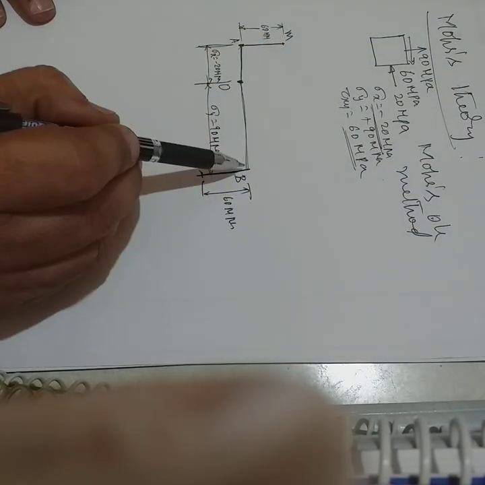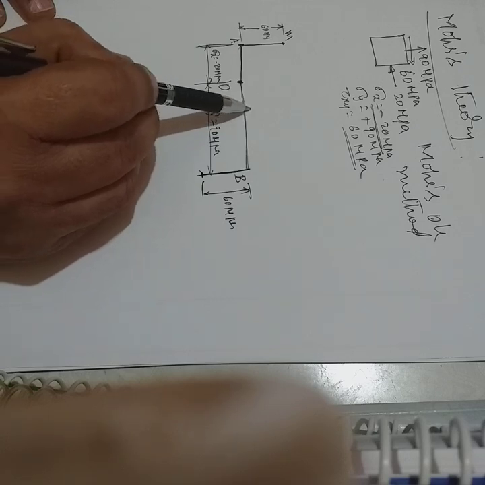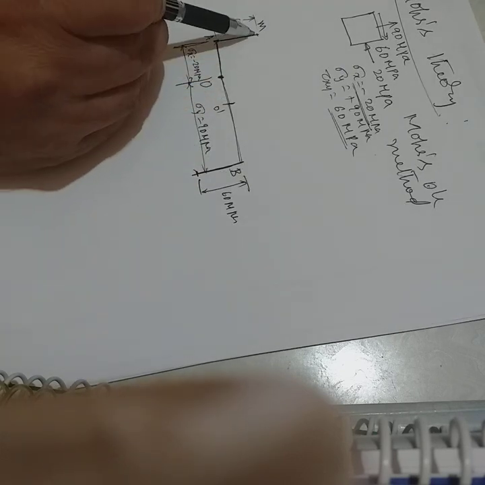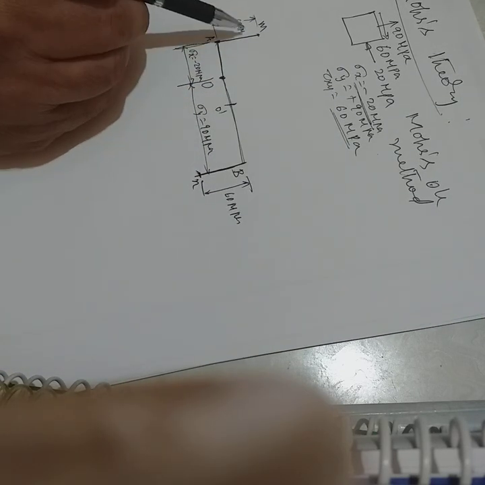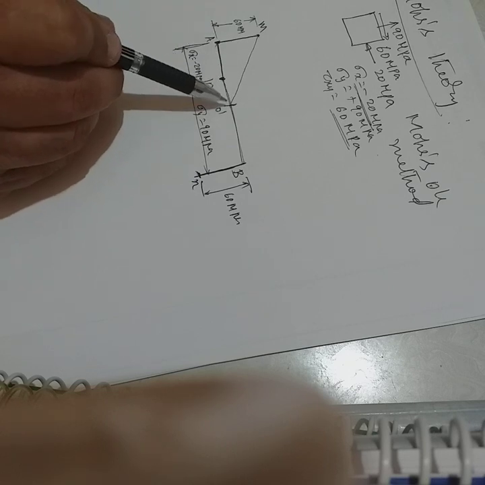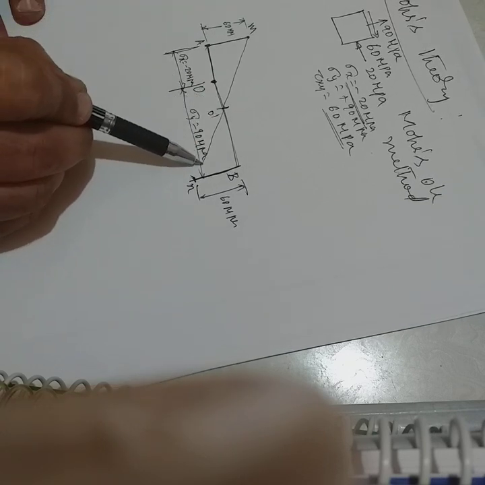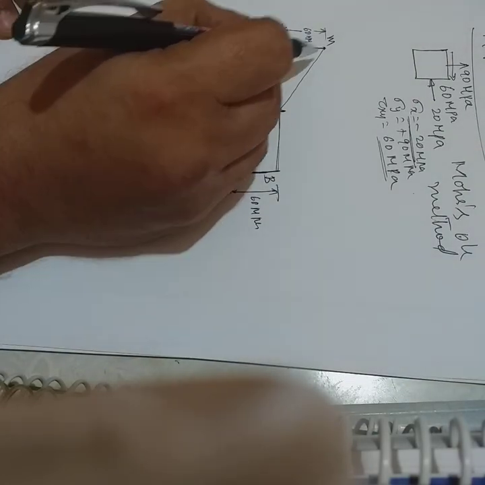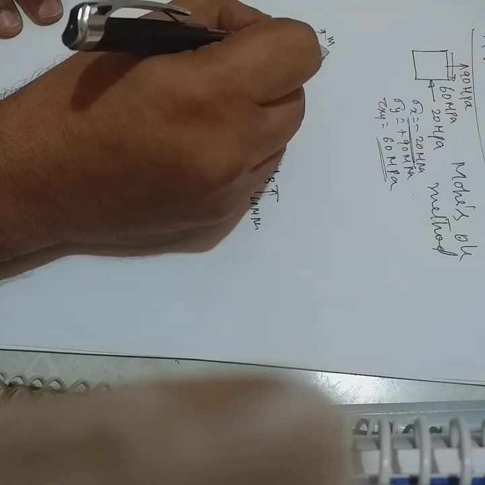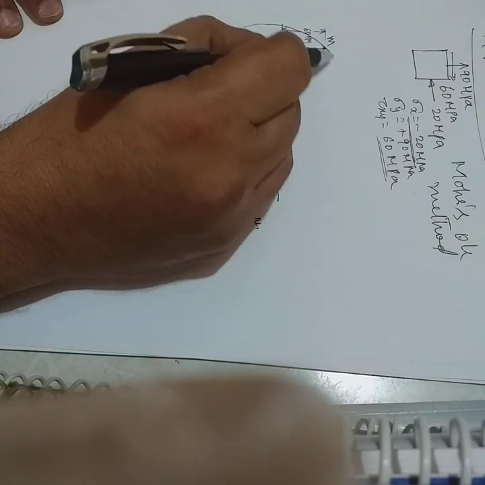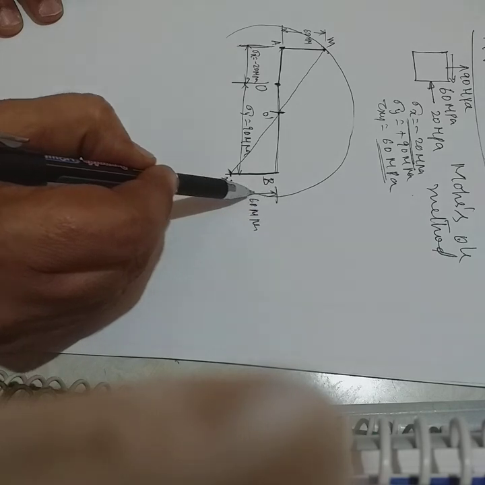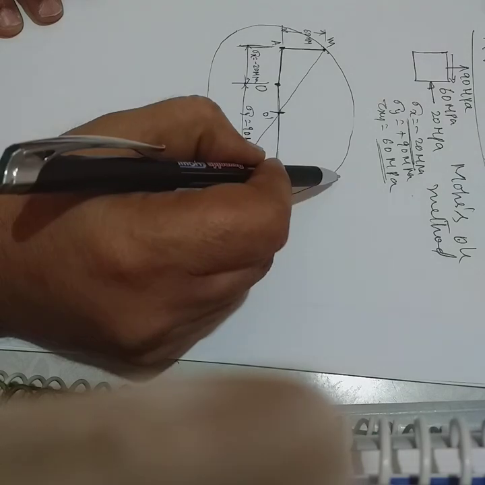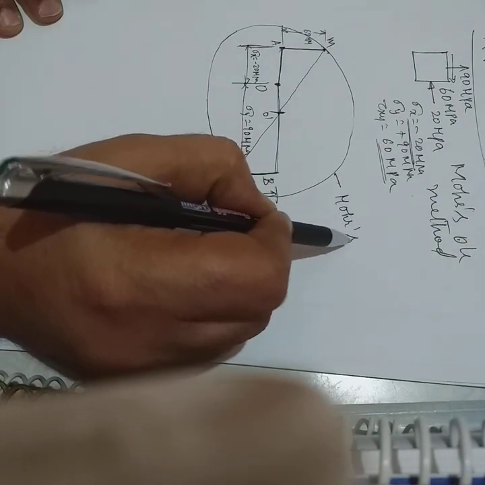Now bisect line AB and locate its center, call it O dash. Through M, passing through O dash, join it to this point, which I call N. Then with O dash as center and O dash M as radius, draw a circle which passes through M and N, and this is called Mohr's circle.